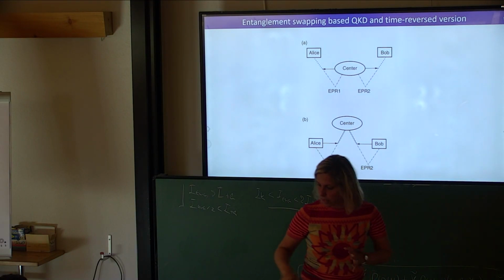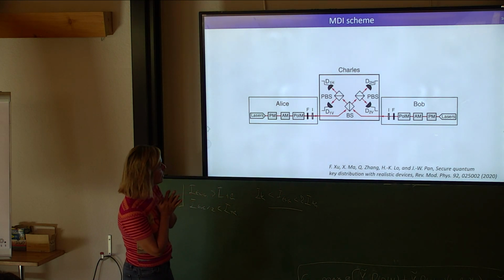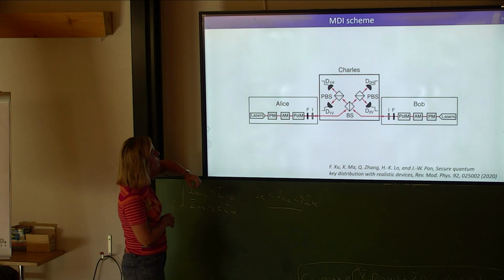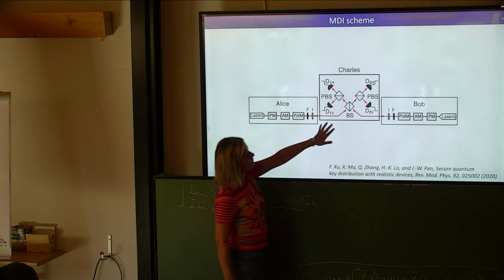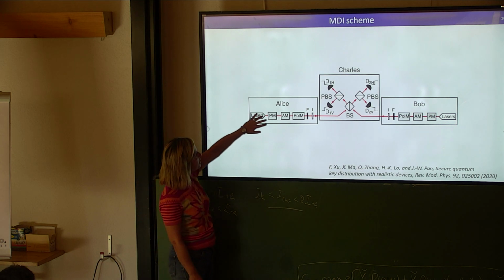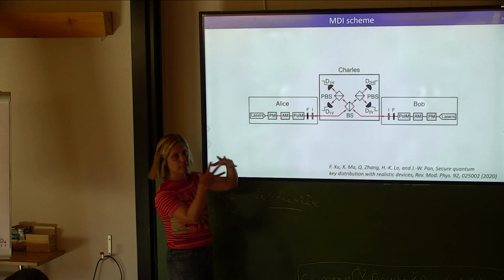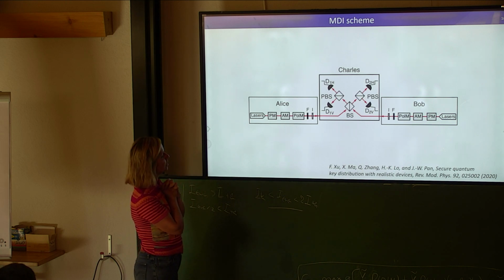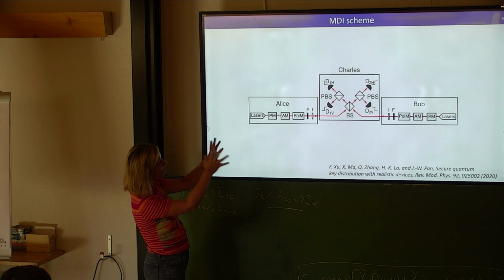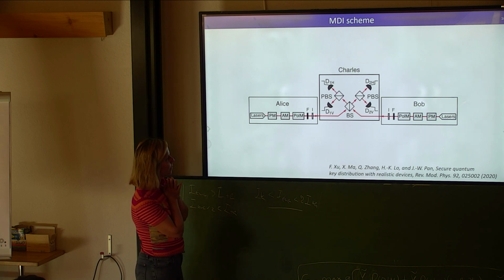And so then, if you want to do the MDI scheme, the measurement device independent scheme, based on this, you can. It will look like this. It's exactly what I have just plotted. So you see that you have the single qubit generated by Alice and by Bob. They are sent to Charlie and measured by Charlie, who, as we said, can be an untrusted party.